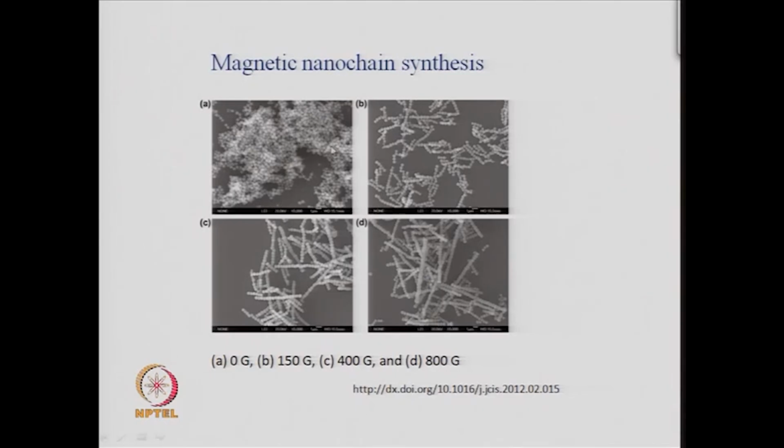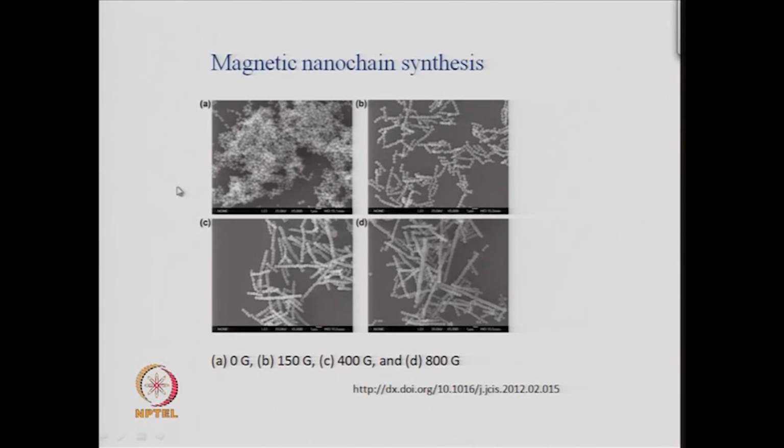You can see that when there is no magnetic field, there is no alignment. When you apply a magnetic field, there is some alignment. When you increase the strength of the field, then you get much longer chains. So, from 150 Gauss, if you are going to 400 Gauss, you see the number of long chains are increasing, and if you increase it further to 800 Gauss, you see still longer chains.